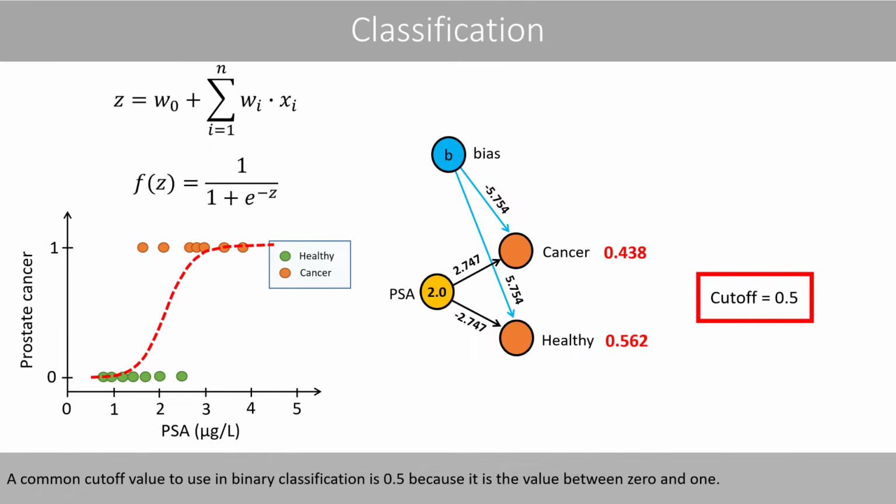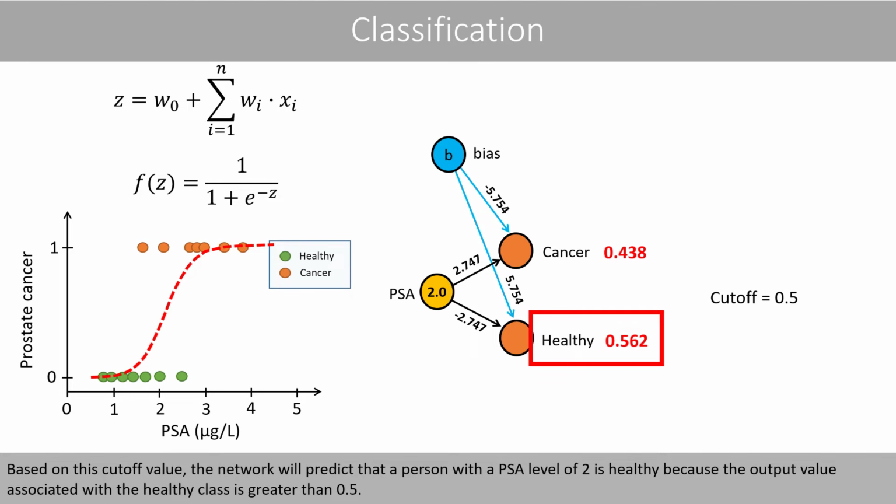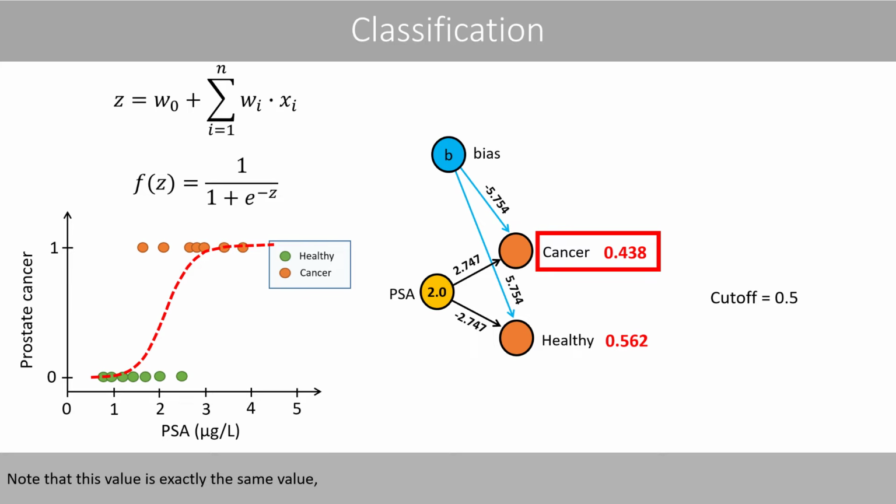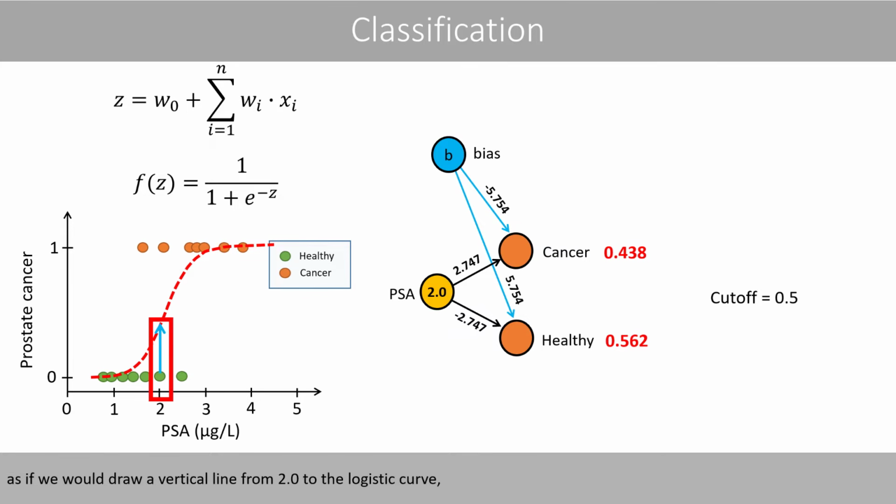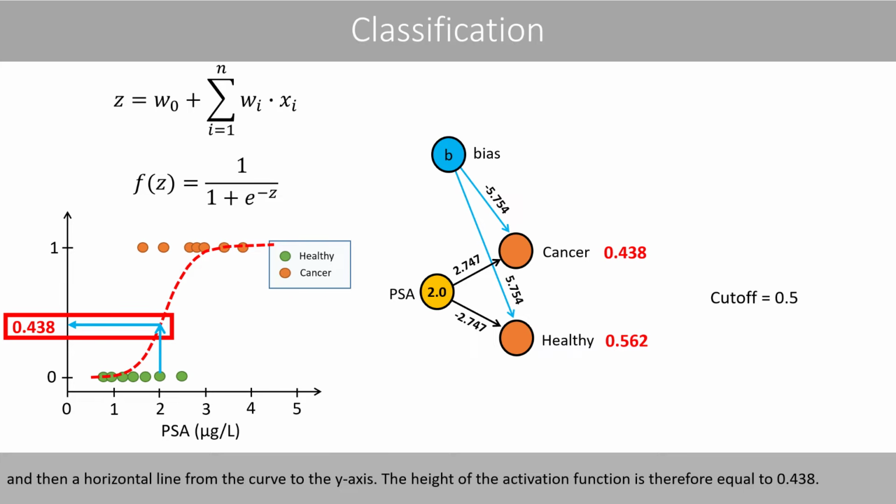A common cutoff value to use in binary classification is 0.5, because it is the value between 0 and 1. Based on this cutoff value, the network will predict that the person with a PSA level of 2 is healthy, because the output value associated with the healthy class is greater than 0.5. Note that this value is exactly the same value as if we would draw a vertical line from 2 to the logistic curve, and then a horizontal line from the curve to the y-axis. The height of the activation function is therefore equal to 0.438.